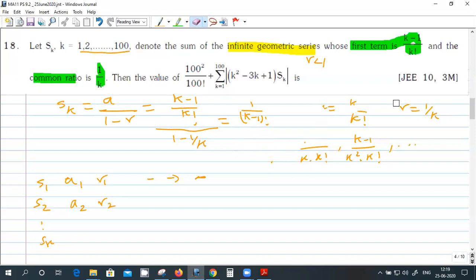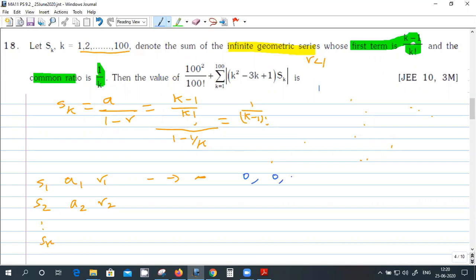Is this clear? So for different values of k, the sum is 1 minus (k minus 1) factorial, right? Yes. And for the first series, the first term is k equal to 1. First term is 0. Second term is also 0. Got it? The common ratio for the first series is 1, and the first term is 0.